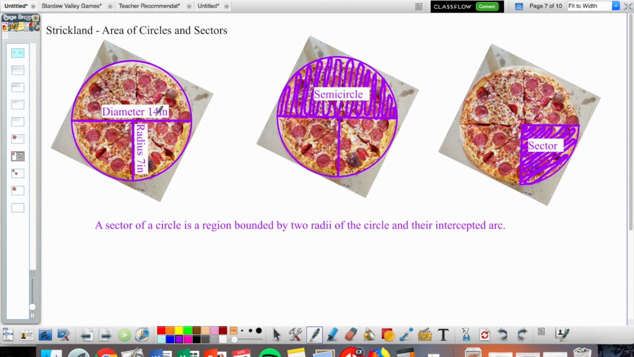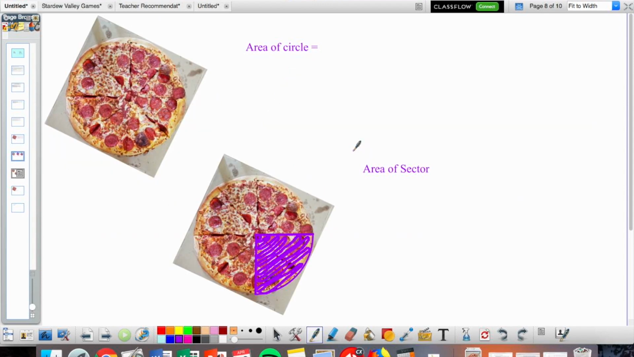And since our diameter was 14 inches, a little less, it was a Little Caesars pizza, but 14 inches was our diameter. The radius has half the length of the diameter. So our radius will be 7 inches. So, how does the area of a circle compare to the area of a sector? Well, to find the area of a circle, you take pi and you multiply it by r squared. Pi times the radius squared.